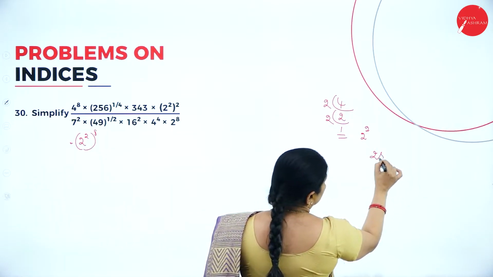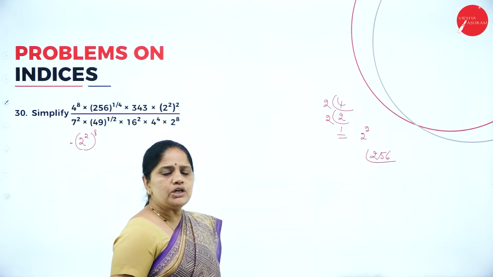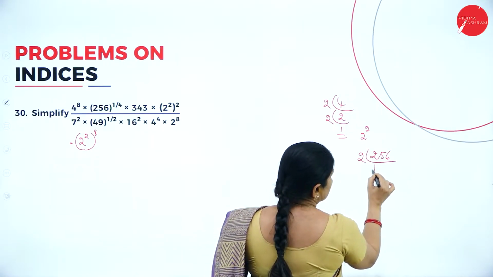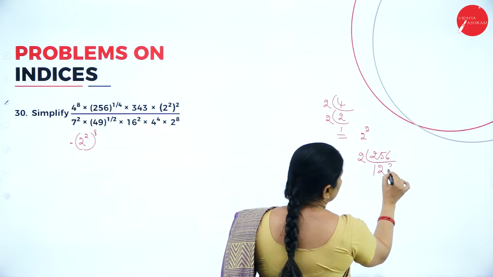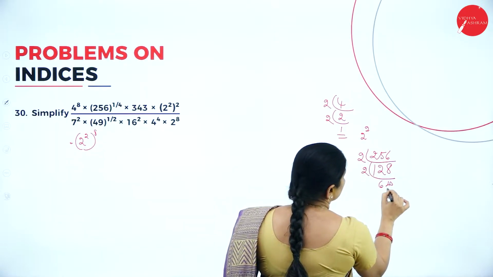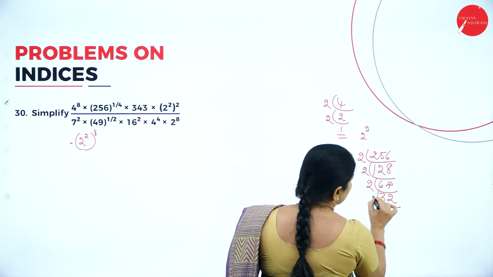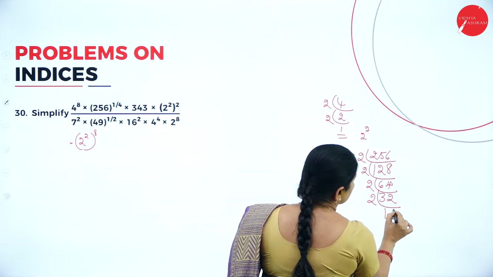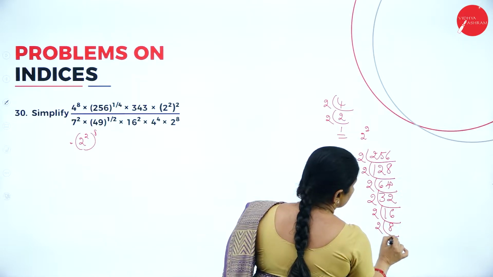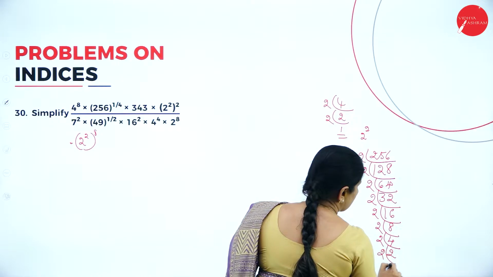Now, the next number given here is 256. This is also an even number. So, I will just factorize it by 2. It will be 2 1s are 2, 2 2s are 4, 2 8s are 16, then 2 6s are 12, 2 4s are 8, then 2 3s are 6, 2 2s are 4, then 2 1s are 2, 2 6s are 12, then 2 8s are 16, 2 4s are 8, 2 2s are 4, 2 1s are 2.